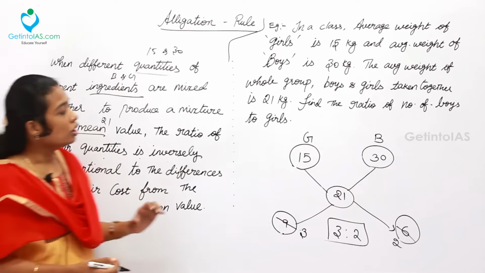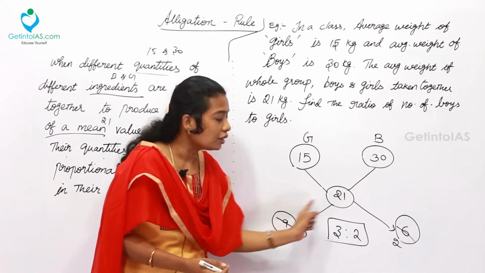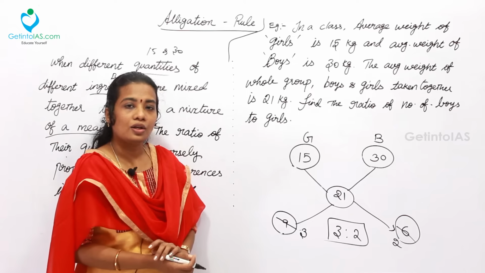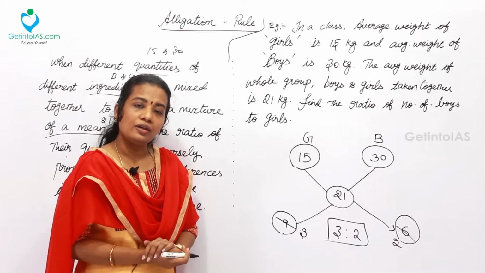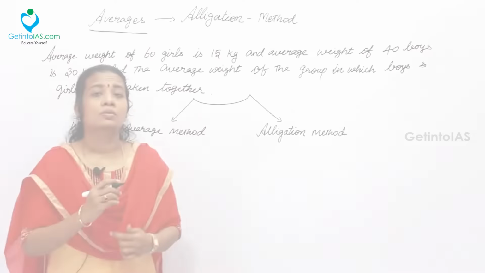For the first 2 circles, you can write down the group's average. Overall average is to be written in the center. After that, you can get the differences. Then you can take the ratio and you can start working out with the ratio to get the final answer. That's all. Sometimes alligation method is an alternative method for weighted average method also.